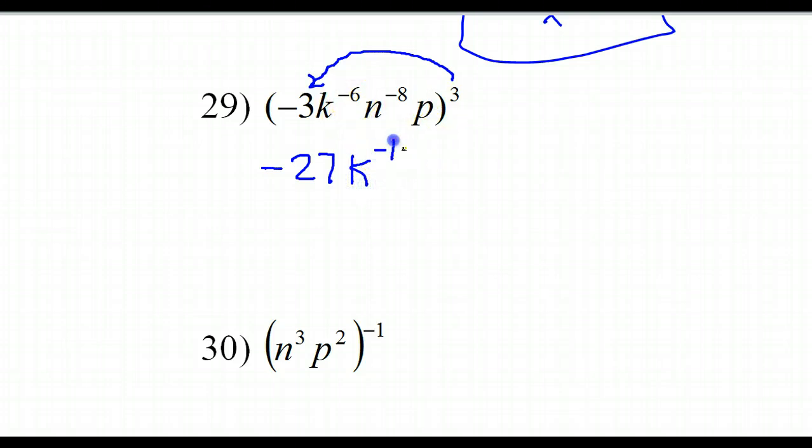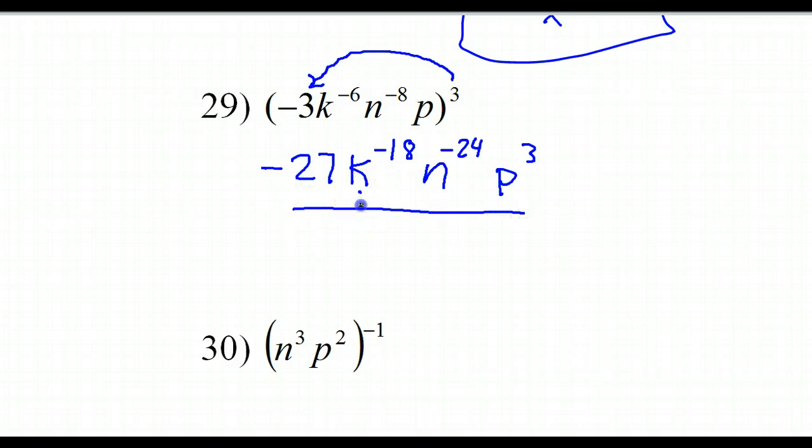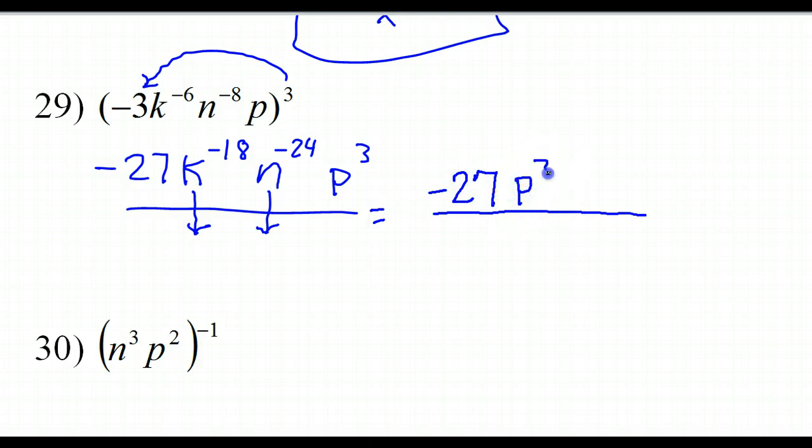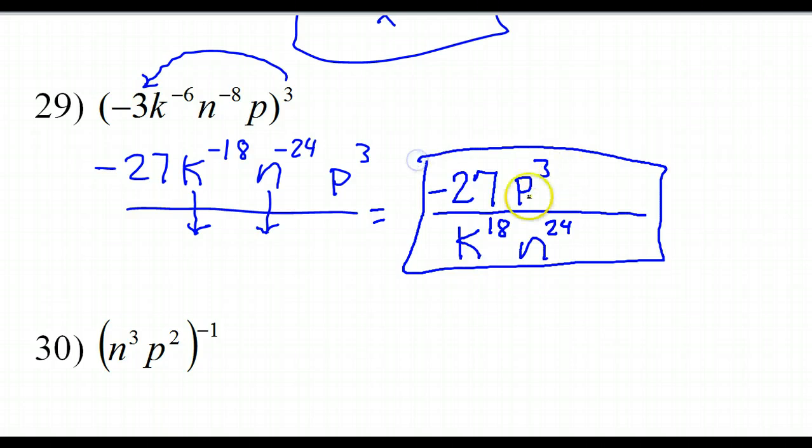Negative 6 times 3 is negative 18. Negative 8 times 3 is negative 24. And then I've got p to the 3rd power. Here's my invisible fraction bar. These are the two things that must drop down because of the negative exponents. So that is going to give me negative 27 p to the third power over k to the 18th power n to the 24th power. So that is it for number 29.